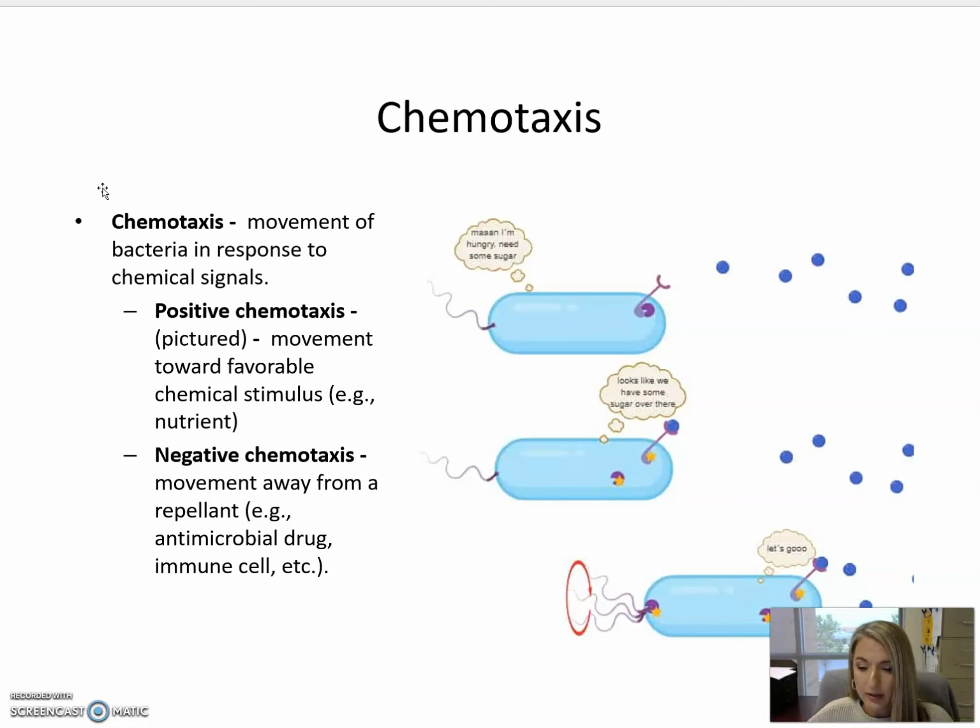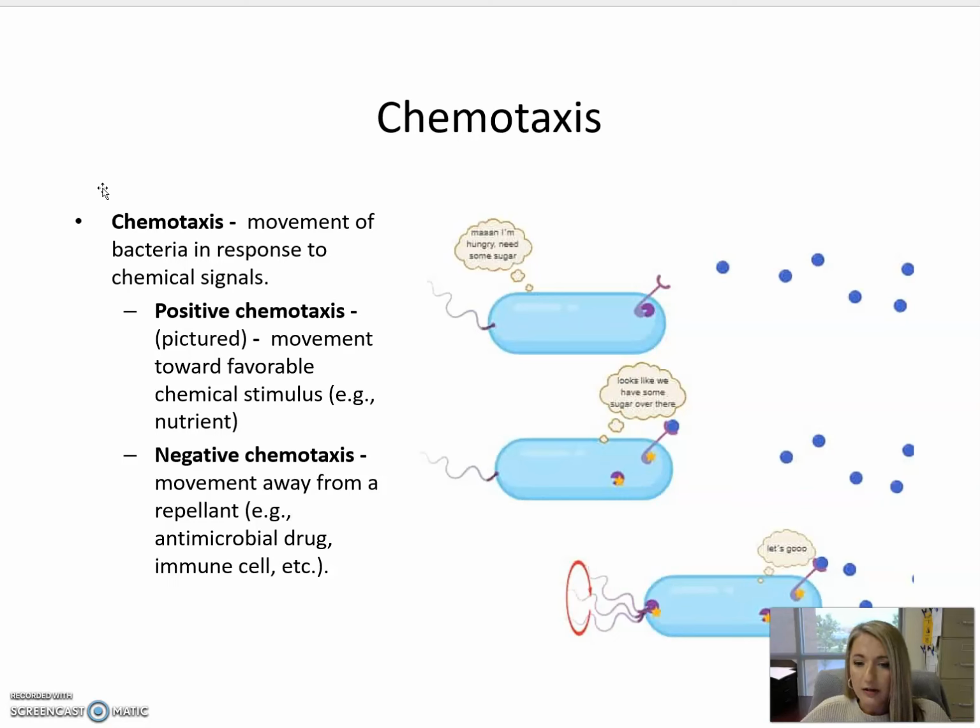So, for example, if a bacteria was moving in the direction towards food or nutrients, that would be an example of positive chemotaxis. Sometimes bacteria are moving away from something that could be potentially harmful to them. That would be a case for negative chemotaxis. So in negative chemotaxis, bacteria are moving away from a potentially harmful thing. It could be an antimicrobial drug, such as an antibiotic, or possibly even an immune cell, such as a macrophage or neutrophil, some type of phagocytic cell that could engulf and destroy the bacteria.